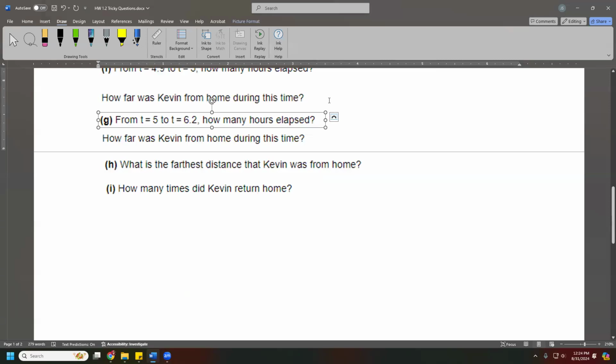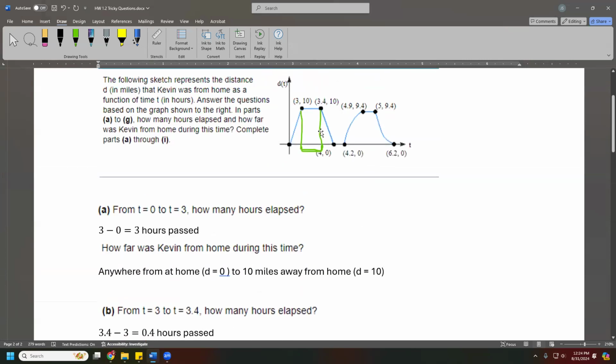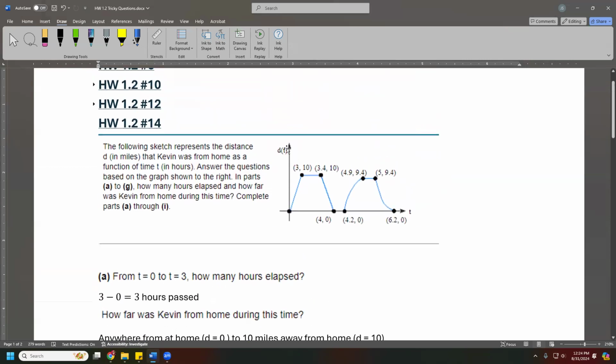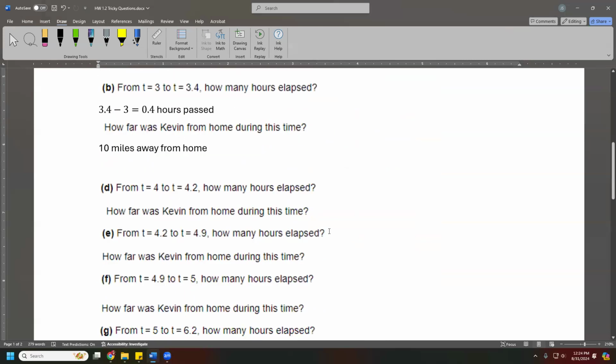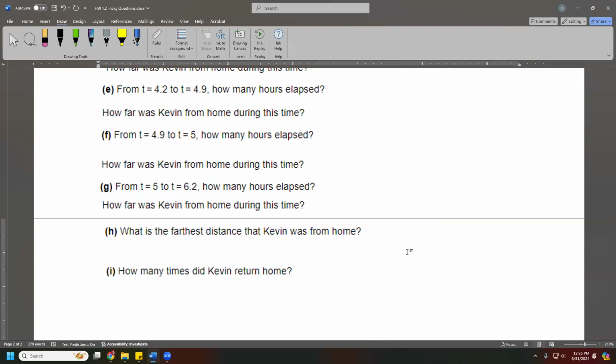Okay, but the last questions are a little bit different. Parts H and I say, what is the farthest distance that he was from home? In other words, how far did he go? If I look back at my graph, this is asking me what is the tallest part of the blue line, or what is the biggest y value here? And my biggest y value is going to be 10. He made it 10 miles away from home. Over here, he only made it 9.4 miles away from home. So at most, he made it 10 miles. So what is the farthest distance Kevin was from home? 10 miles. That's as far as he made it.